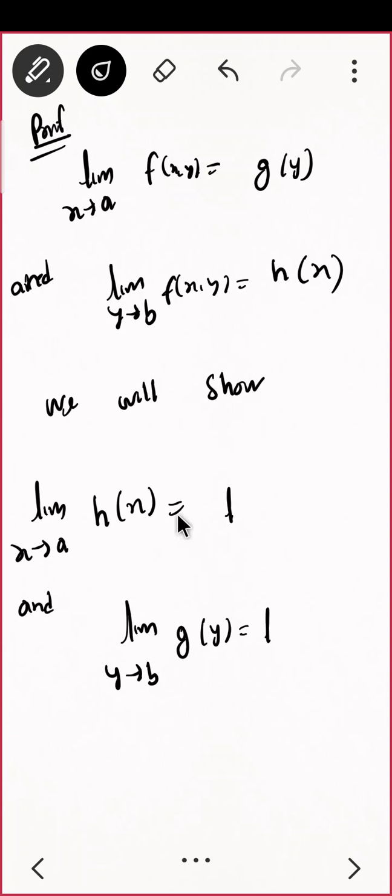So if you want to show this limit is equal to L, what should you start with? Consider, in the consideration part you will be asking mod of h of x minus L, correct? But for that, let us first see what we are given. We are given the limit x comma y tending to a comma b of f of x, y equal to L, correct?